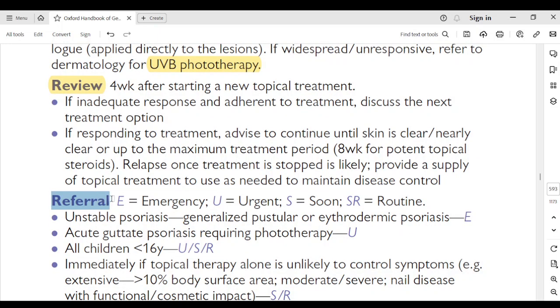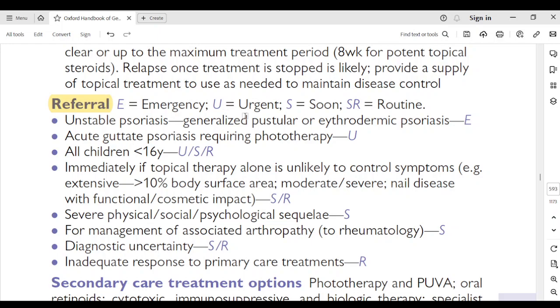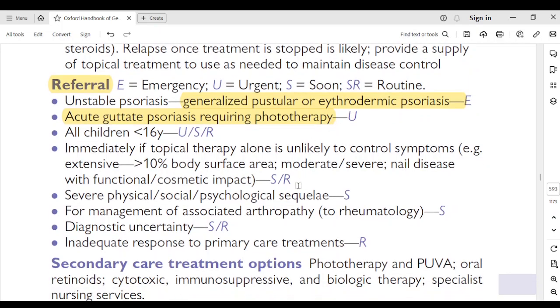Referral. When do you refer a patient with psoriasis? Unstable psoriasis, generalized pustular psoriasis or erythrodermic psoriasis: you need an emergency referral. Acute guttate psoriasis requiring phototherapy: urgent referral. All children less than 16 years: urgent or soon referral. Immediately, if topical therapy alone is unlikely to control symptoms, for example extensive disease with more than 10% of body surface area involved, moderate or severe, or nail disease with functional or cosmetic impact: soon or routine referral.